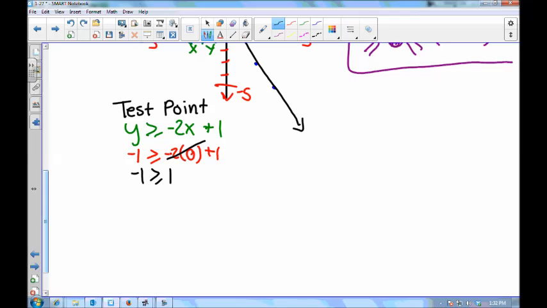Negative 1 is greater than or equal to positive 1. True or false? Is negative 1 greater than or equal to positive 1? Junior, what do you think? Negative 1 is greater than positive 1. Think about it. Is a negative greater than a positive?